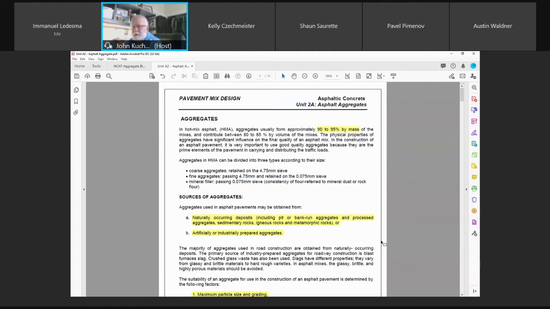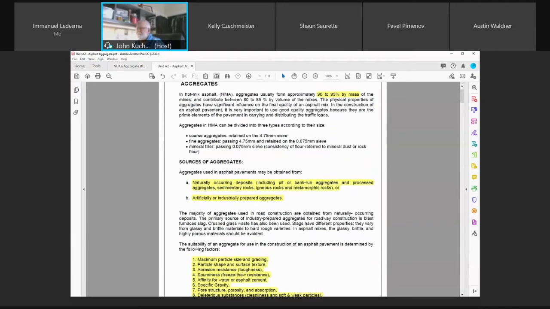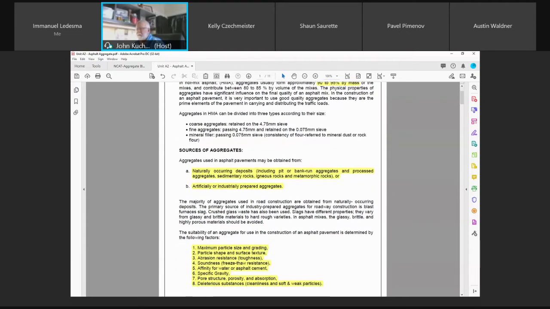And depending on the source, depending on the material, all three can be used in asphalt. Some are better than others, but the sources of aggregate. So we use natural run deposits. And again, then we're going to look at quality.